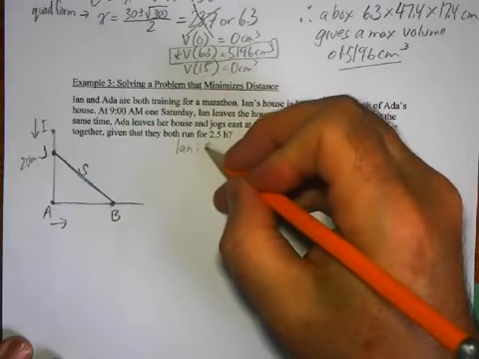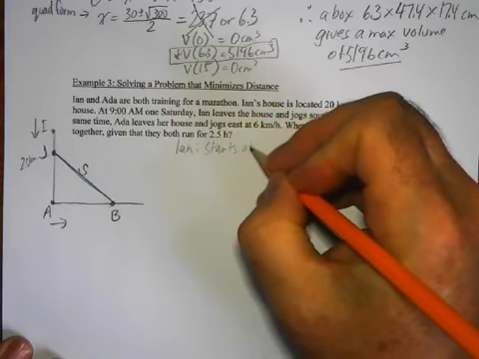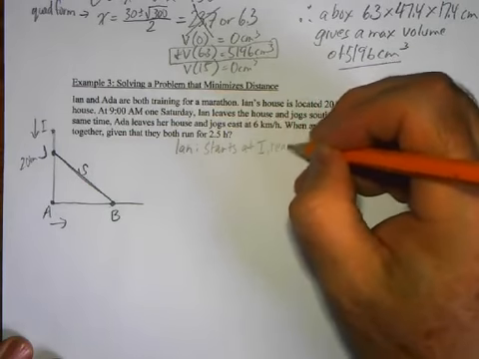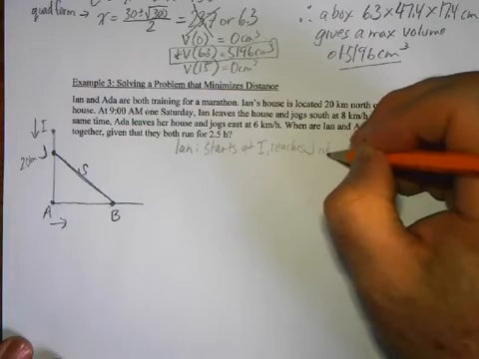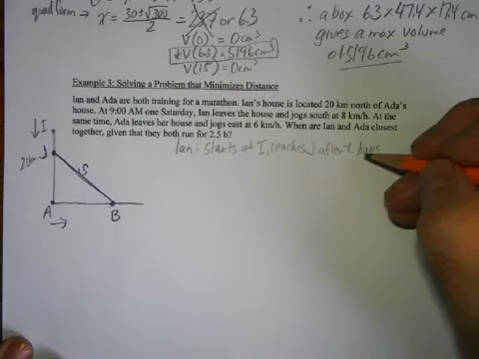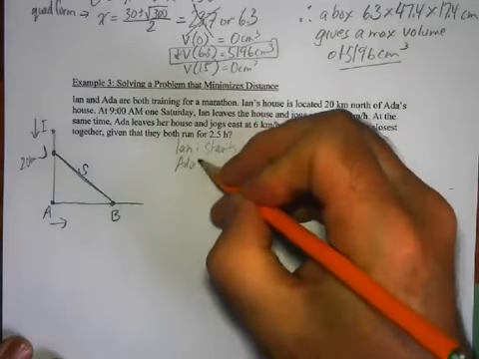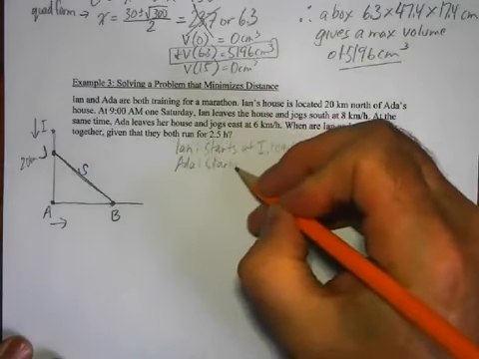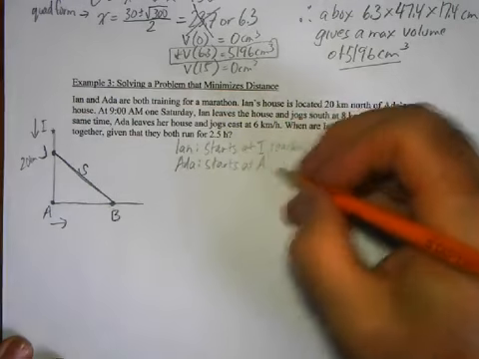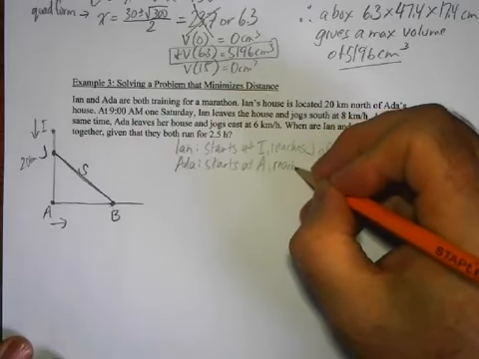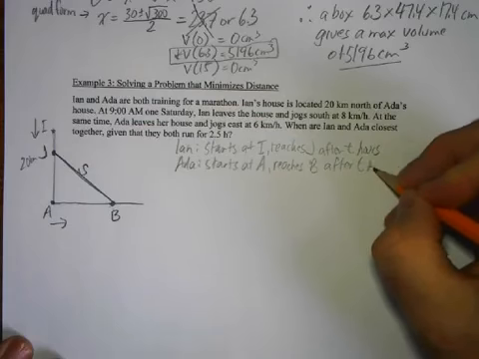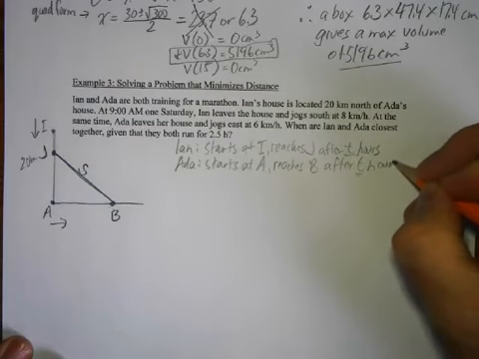Ian starts at I. That's the point I. He reaches J after t hours. So there's our variable. Ada starts at A, and she reaches B after t hours also. So both t hours.